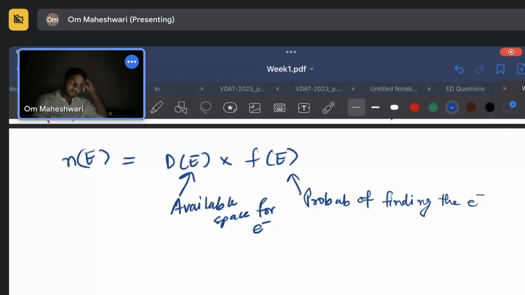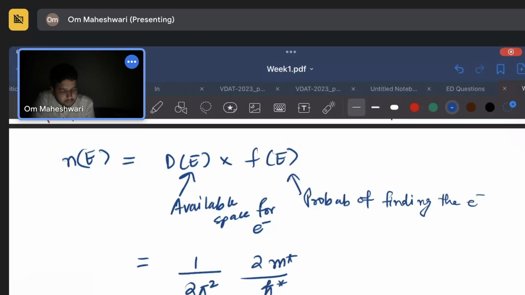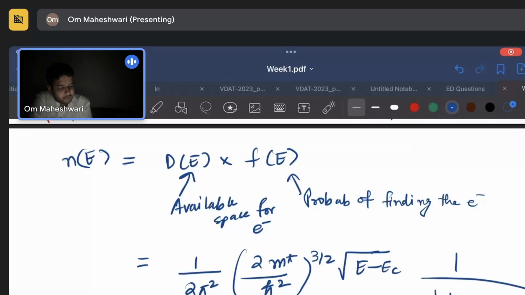So this is fine. Now, let's just put the values in here. It was 1 upon 2 pi square, 2 m star by h cross square to the power 3 by 2, under root E minus Ec, and f(E) is 1 upon 1 plus e to the power (E minus Ec) by kT, and this needs to be integrated from minimum of Ec to Ec top.